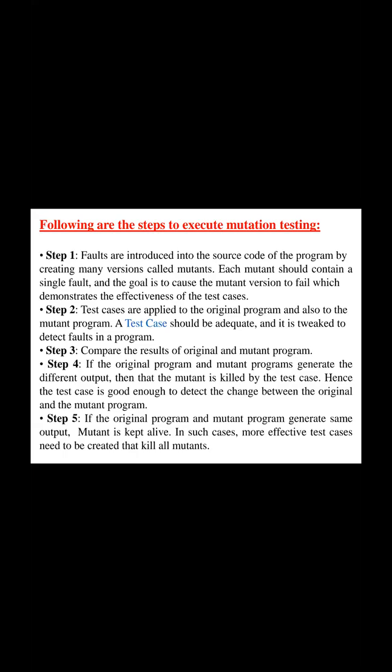So in mutation testing, we follow the following 5 steps. The first step is that faults are introduced to the source code by the programmer. Each mutant should contain at least a single fault. So that is the first step. We'll take the original correct program and add some fault into it, and each and every mutant program should have at least one fault.